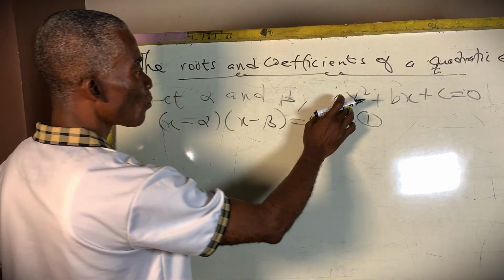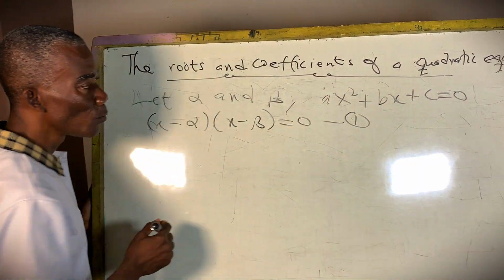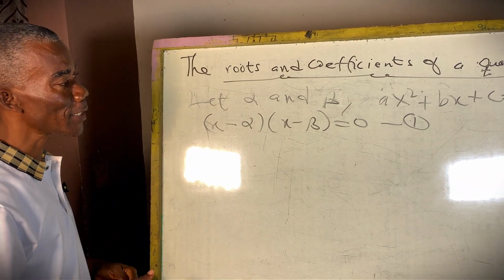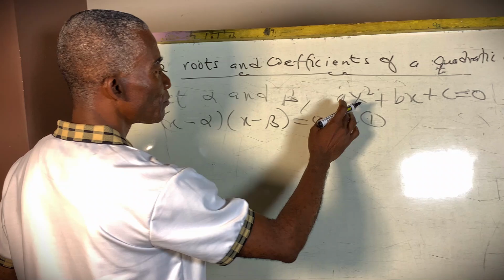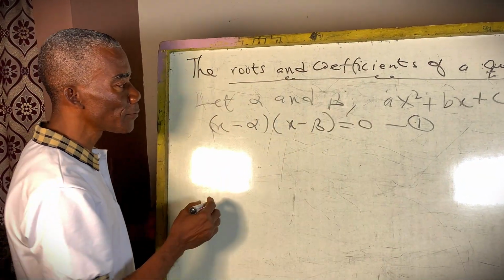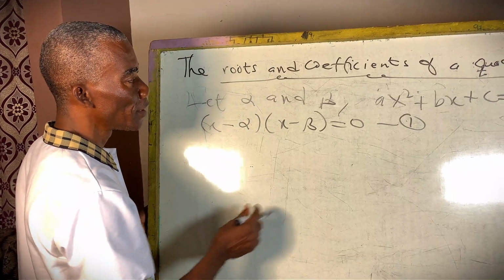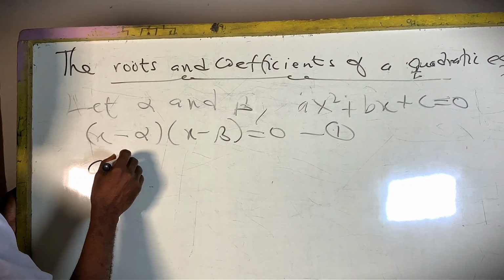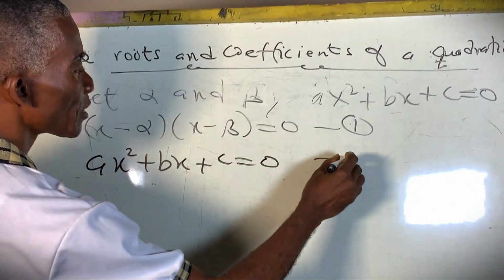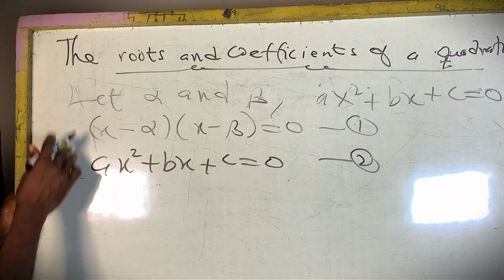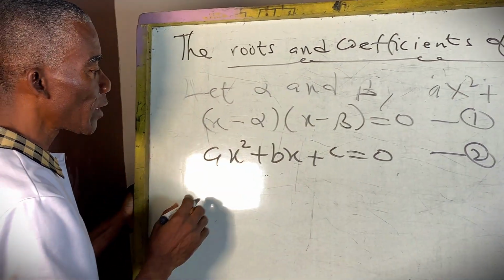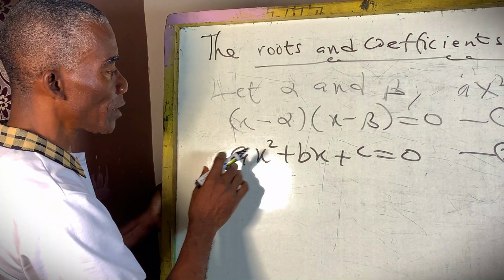Now with this one also we can look at that and see how we can also simplify that as well. Now based on this, we can look at it and divide through by our a. So we have x squared plus b on a x plus c on a equals 0. Let's call that equation 2. So you have these two expressions. So let us try and see how we can simplify this one.